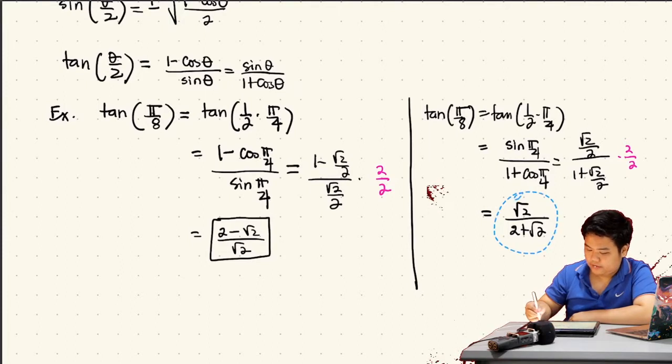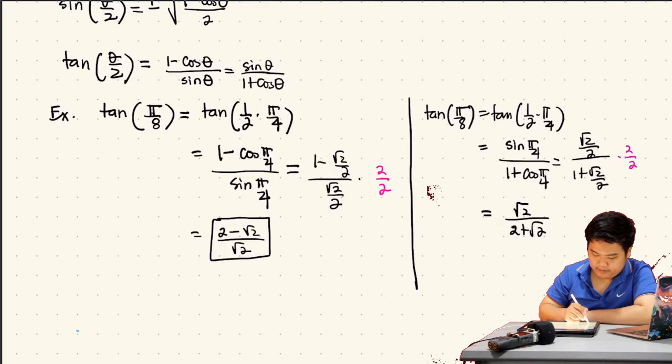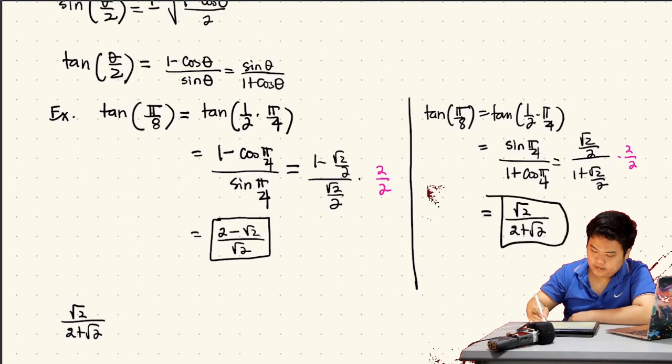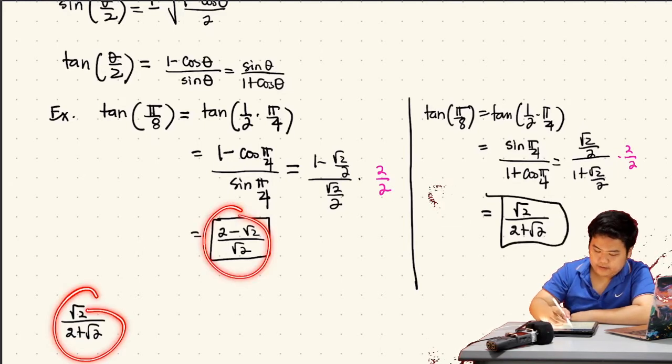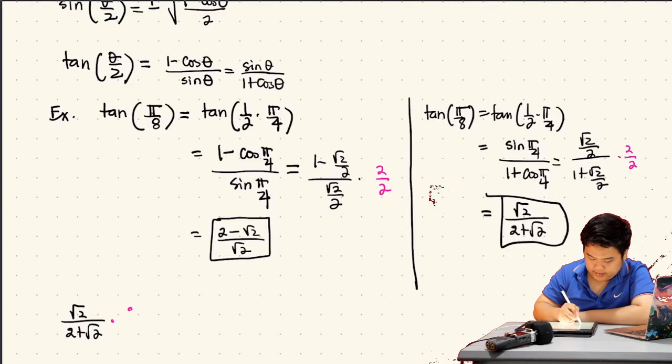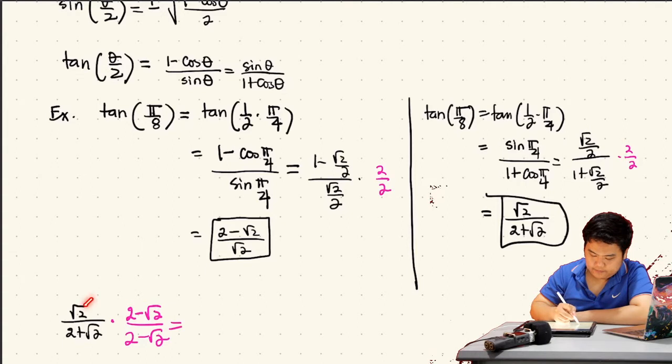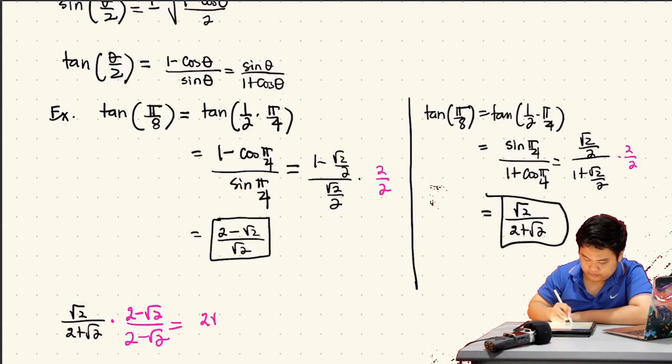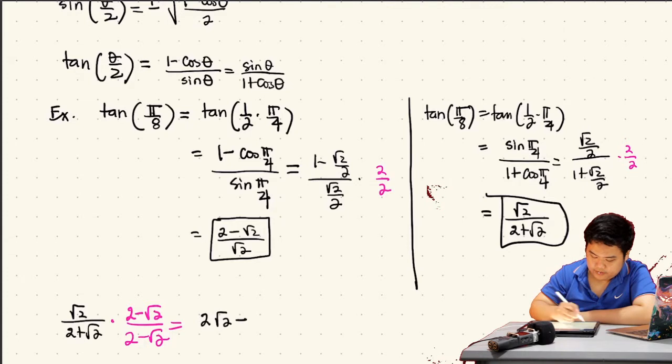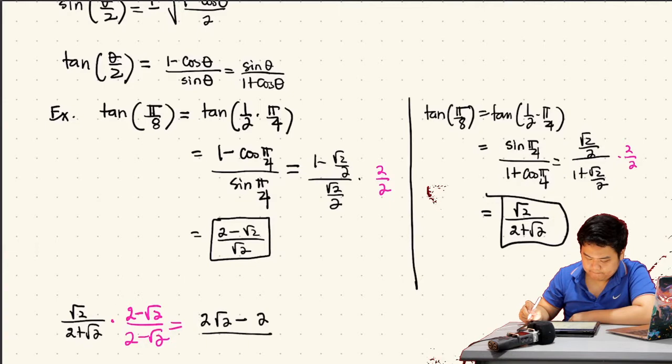Kopyahin natin ito. Kailangan mapakita natin na pareha siya dun sa, kailangan pareha ito dito. Multiply natin sa 2 minus square root of 2. So, ano makukuha natin? We get 2 square root of 2 minus 2 divided by the difference of 2 squares, square of this minus square of this.